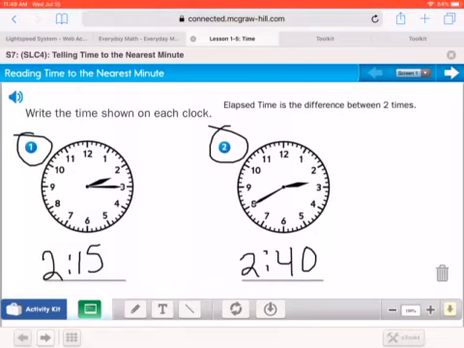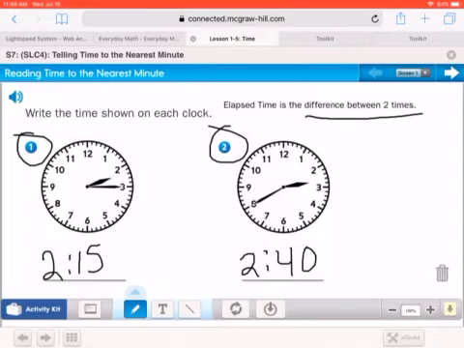Okay, so now we're going to be talking about elapsed time. And elapsed time is the difference between two times. So when you hear that new word, I don't want you to think it's scary. It's just the difference between two times. It's elapsed time, okay? And we're going to work on trying to find the elapsed time of clock 1 and clock 2. So the difference between these two times.